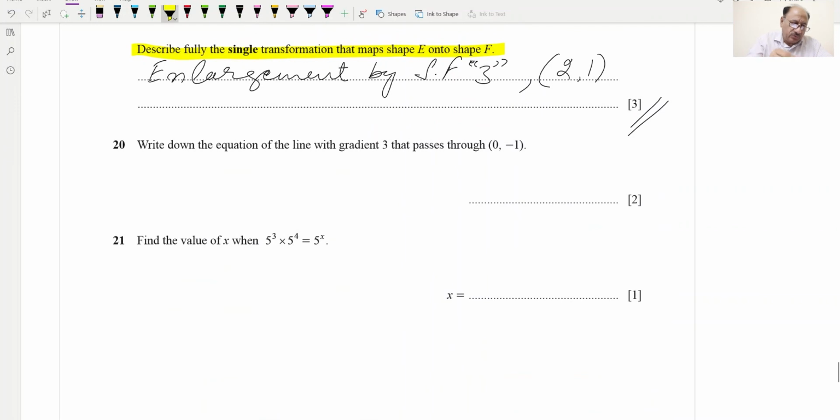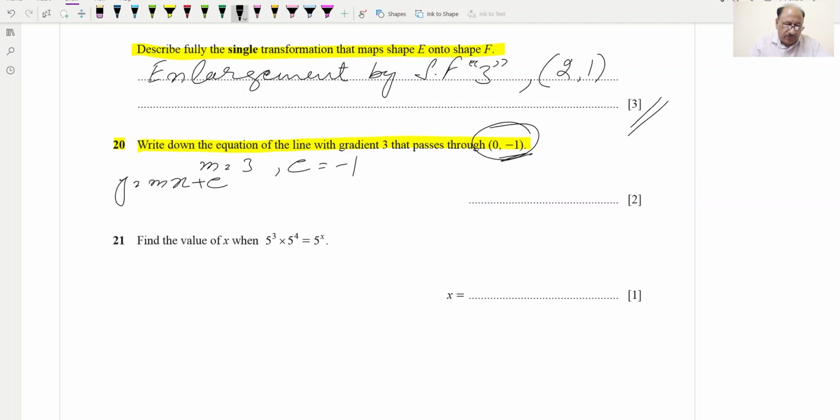Now question number 20, write down the equation of the line with gradient 3. Gradient 3 means the m value is 3, and passing through this point, so for the y-intercept from this point we can take the c value as -1, and we know that y is equal to mx plus c. This is the equation of a line in slope intercept form, so we can write y is equal to 3x minus 1, and this will be our final equation. Y is equal to 3x minus 1, and this is a 2-mark question.